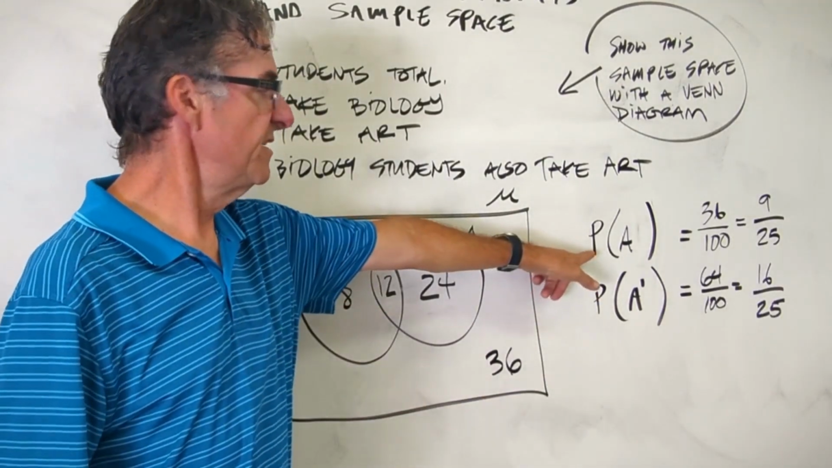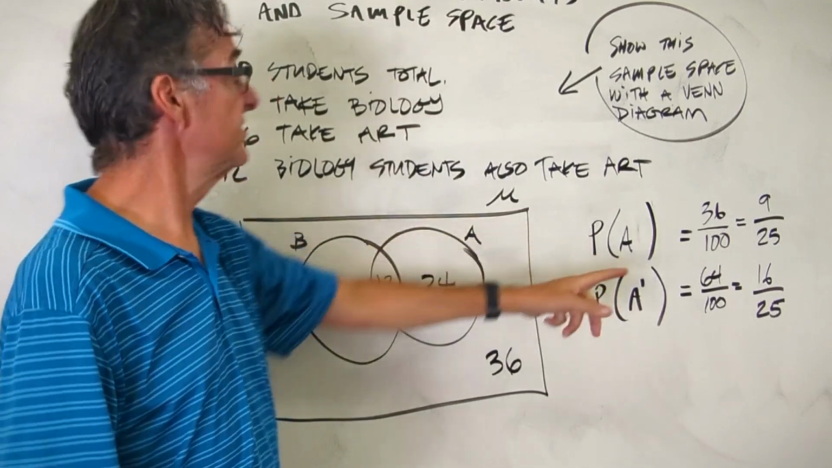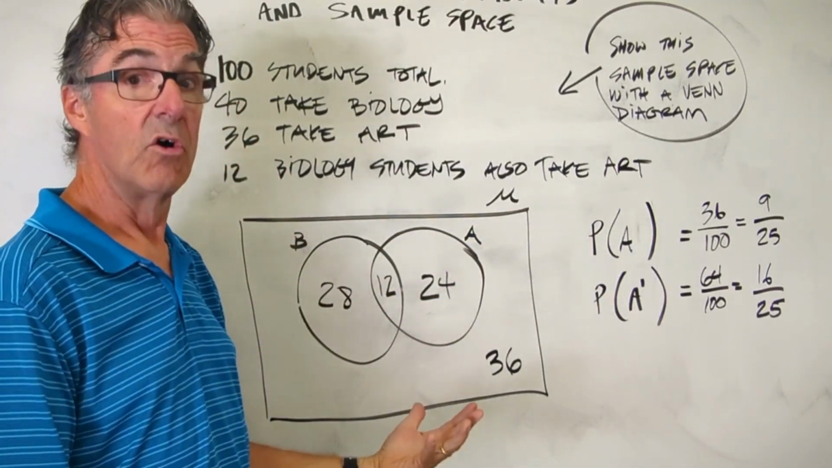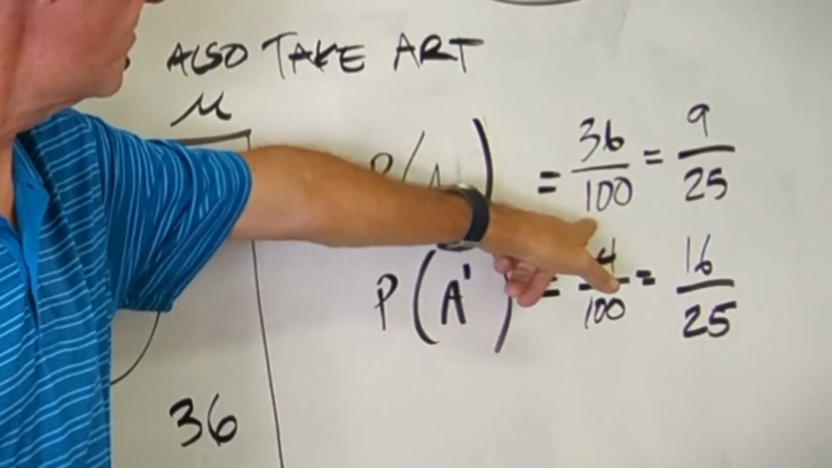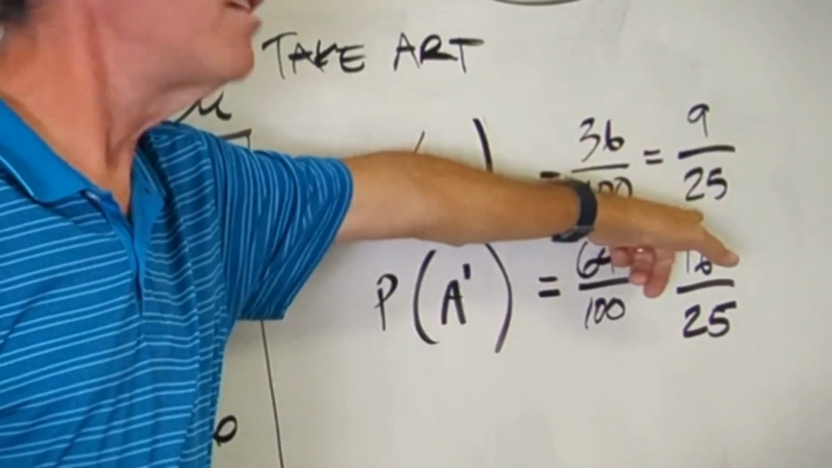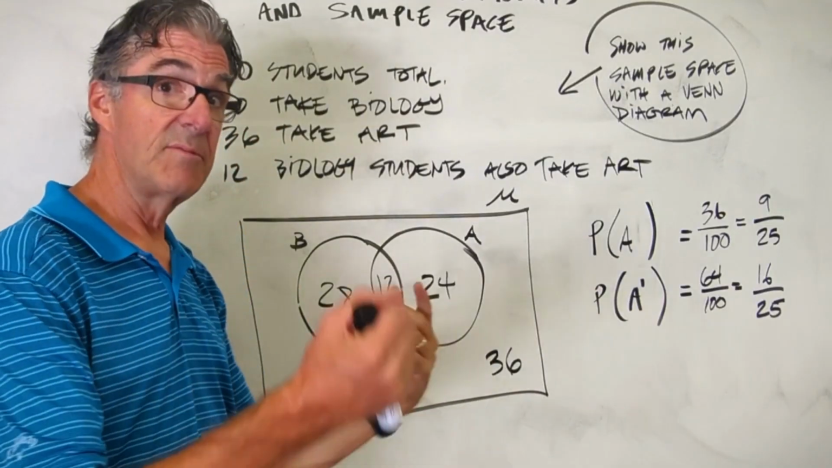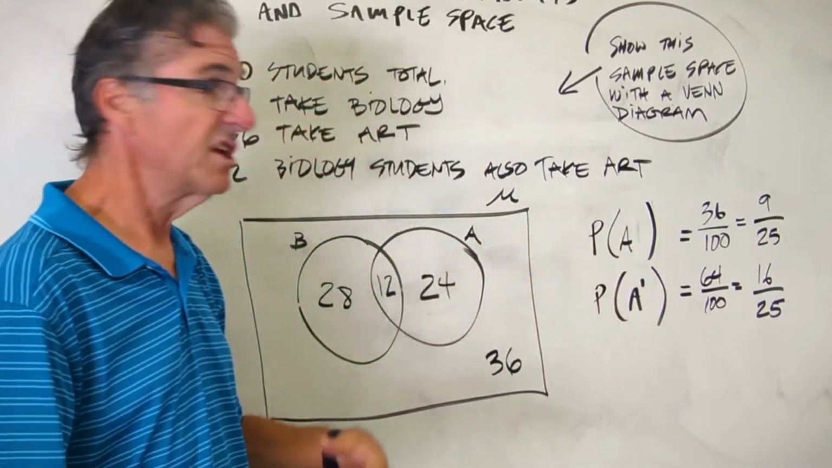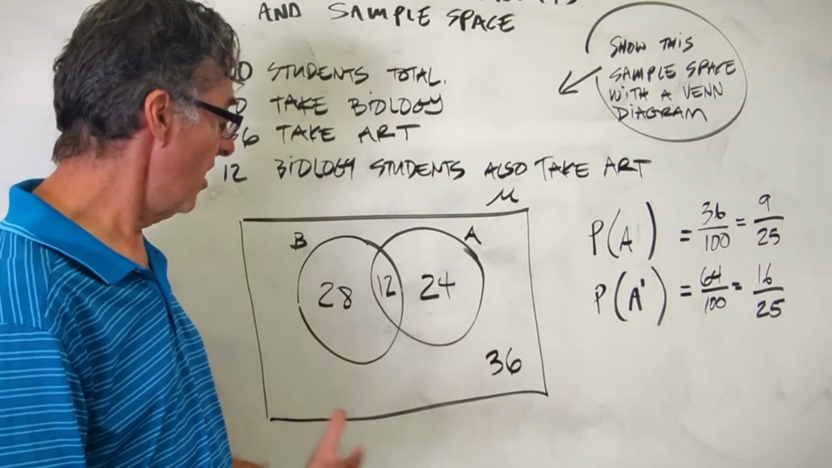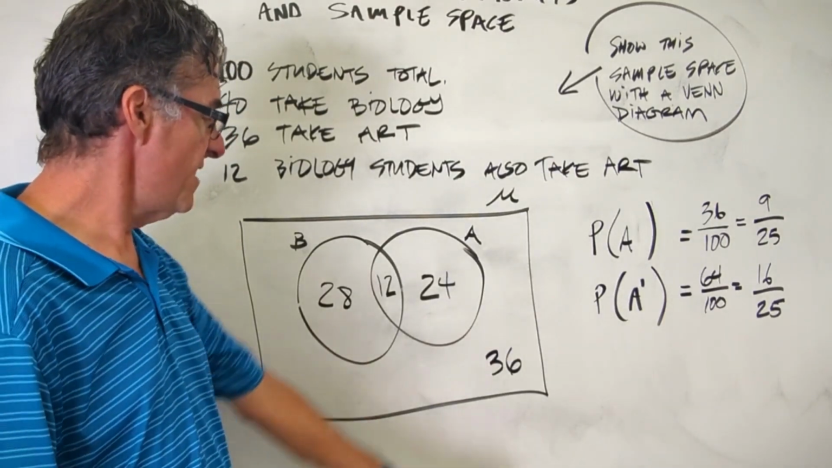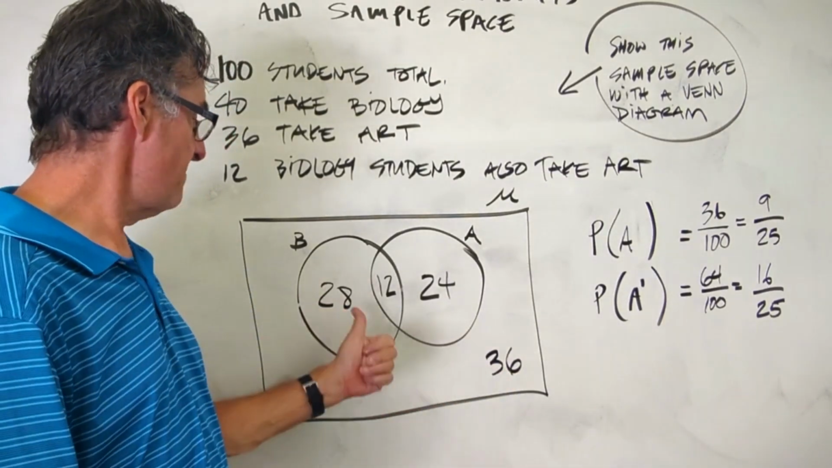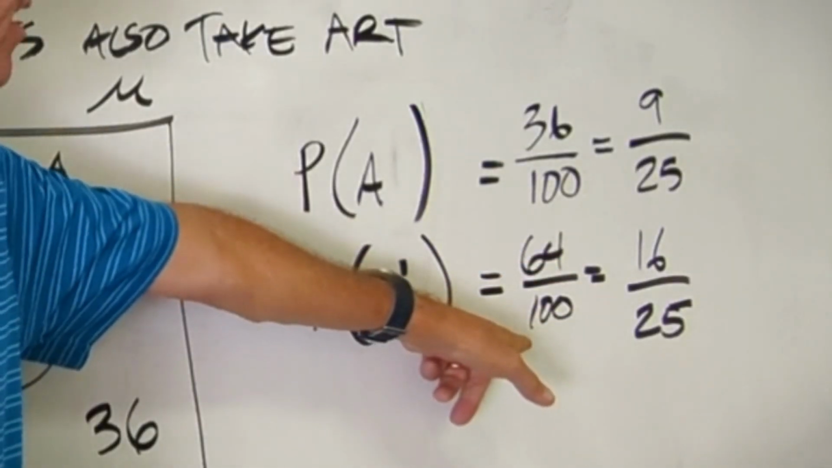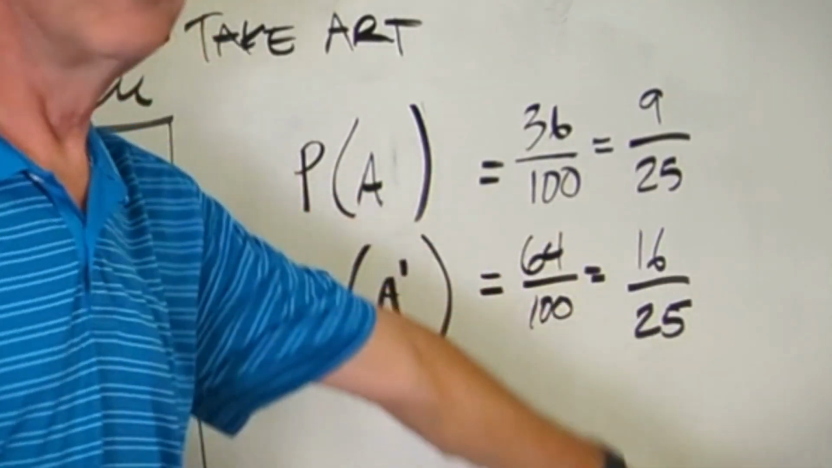So the probability that somebody takes art, a randomly selected person, is just going to be the 36 who take art over the universal set, or 100. So that's the probability that they take art. I'm going to reduce that down to 9 over 25. Now the probability that they don't take art, i.e. the complement of A, here, that's just going to be all the people that don't take art. So I'm going to use my Venn to do that. I've got my 36 here and my 28. I combine them together. That gives me 64 over 100, which reduces down to 16 over 25.